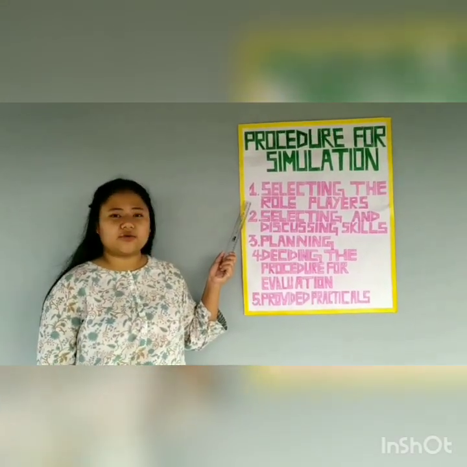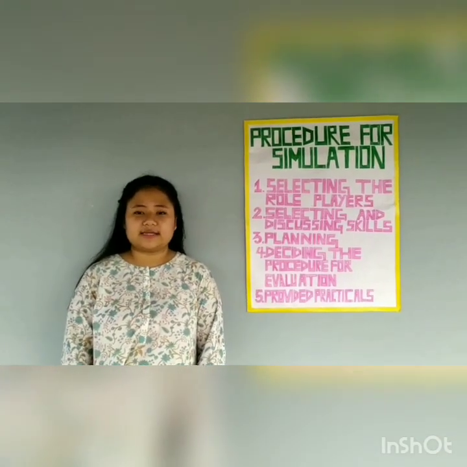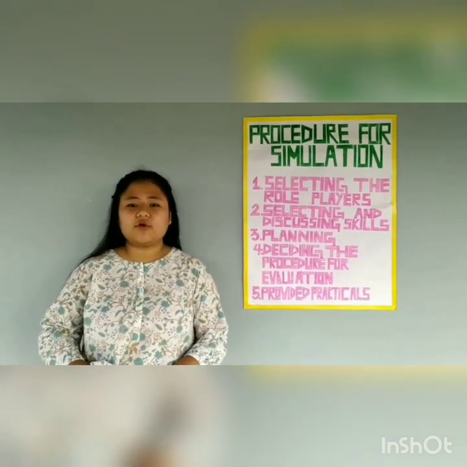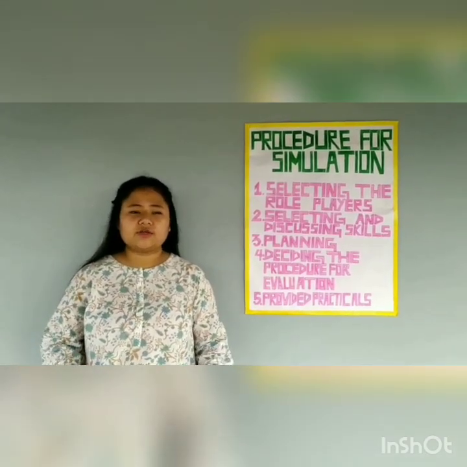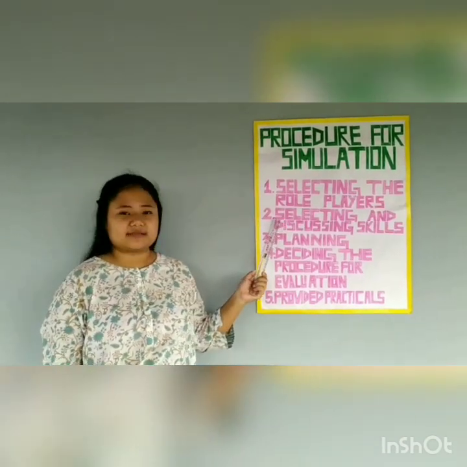Number 1, selecting the role players. A group of 4 to 5 students or teachers is selected. They are assigned different letters according to alphabetical order. The roles assigned are rotated within the group so that everyone gets a chance to be the actor and the observer.